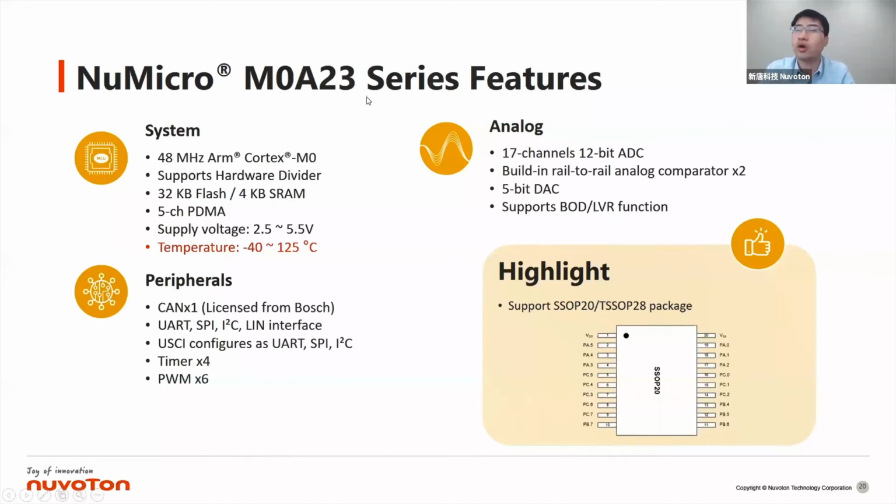So the M0A23 is a very compact package, and it provides many peripherals and functions for you. And the most important, the temperature is up to 125 degrees. So you can use this microcontroller for lighting or BCM, body control module, some automotive applications, something like that. Or you can use this microcontroller in power applications, power control, or something like BMS or UPS.